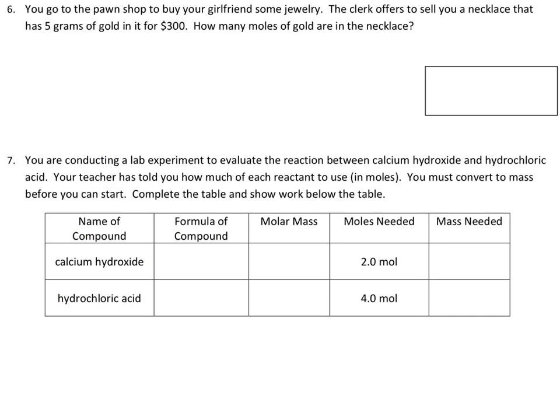Alright, so now we have 6. Okay, we go to the pawn shop to buy your girlfriend some jewelry. Oh, you go, not we. The clerk offers to sell you a necklace that has 5 grams of gold in it for $300. How many moles really make up that gold necklace? Okay, and so again, our given is 5 grams of gold. Gold is by itself, so we know that the symbol for gold would be Au. So my given is 5 grams.